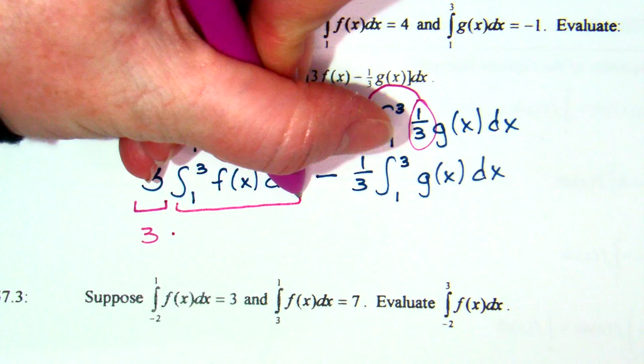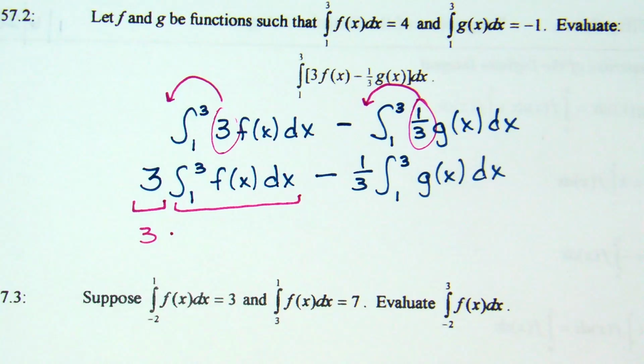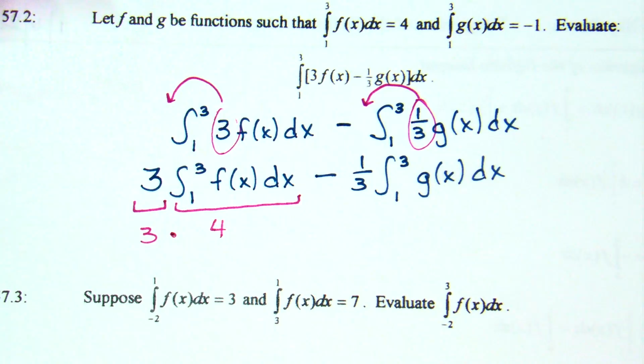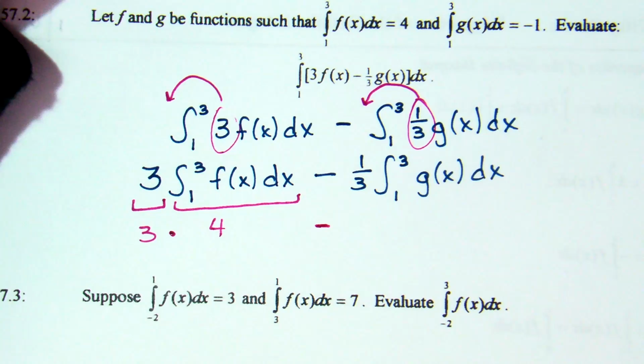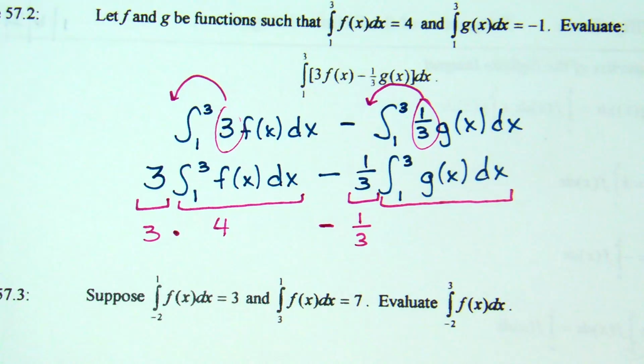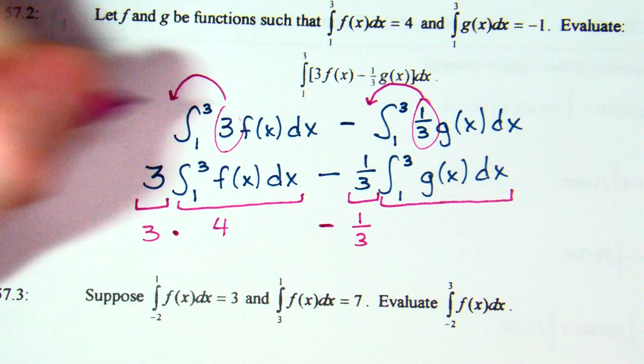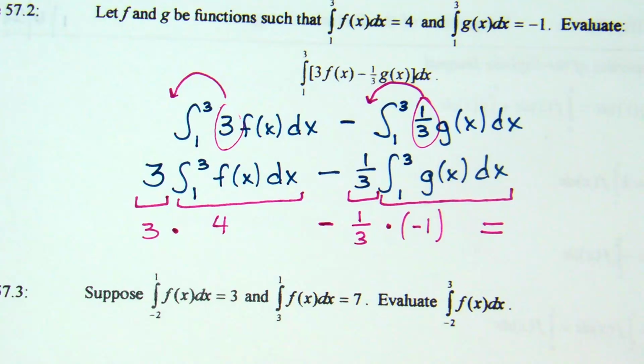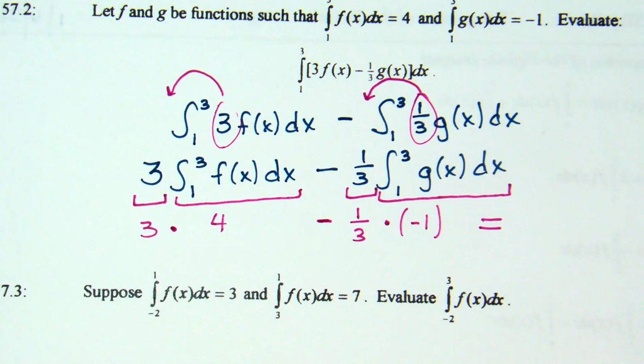What do we know about the integral from 1 to 3 of f of x dx? It was defined to be 4. So this part becomes 3 times 4. Minus 1/3 is 1/3. What do we know about the integral from 1 to 3 of g of x dx? It was defined to be -1. 37/3. I'll take it. He says 37/3.